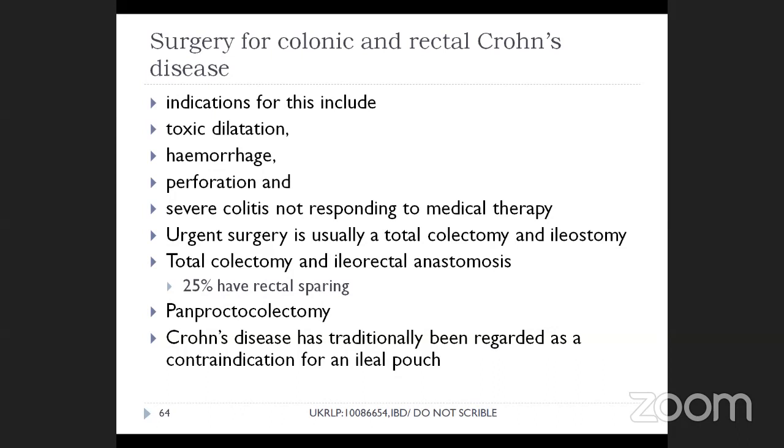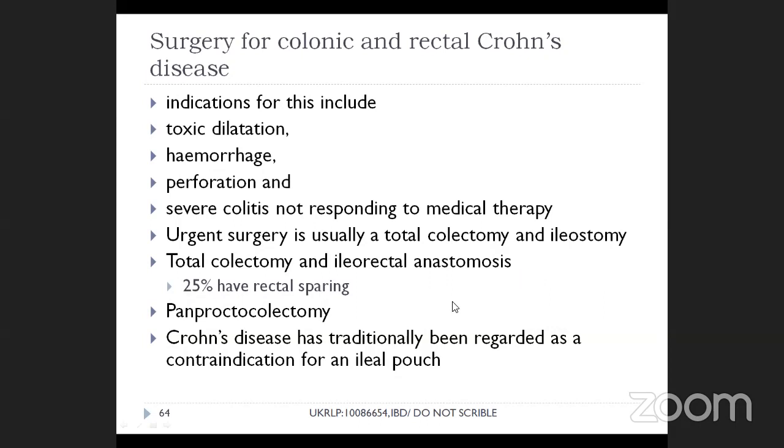And most of the time, surgery is indicated if there is a toxic dilatation of the colon, hemorrhage, perforation, or severe colitis. Total colectomy with ileorectal anastomosis is usually done, because rectum is usually spared in Crohn's disease. As I said, 25% have rectal sparing. And proctocolectomy is done if the rectum is involved, and do not try to do an ileal pouch anal anastomosis, as it is a Crohn's colitis, which has been regarded as a contraindication for ileal pouch.